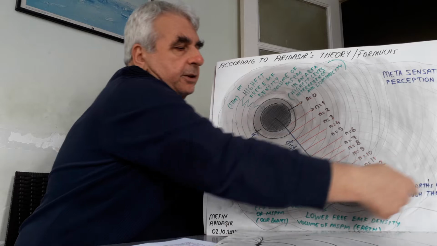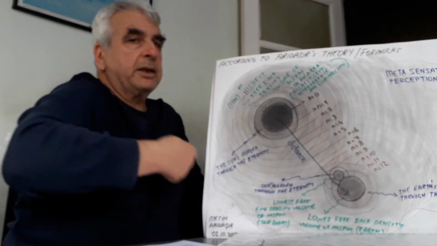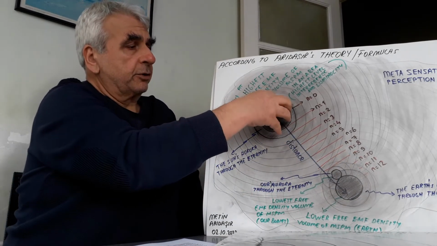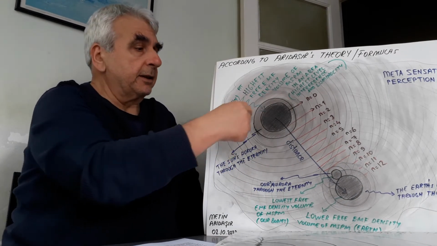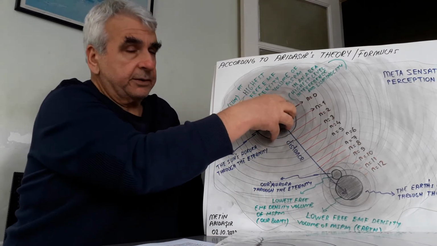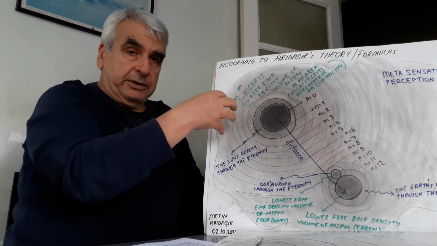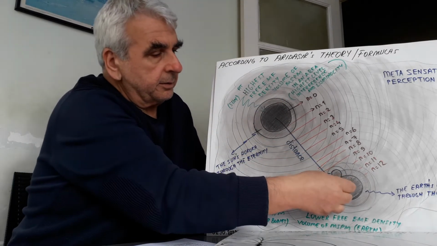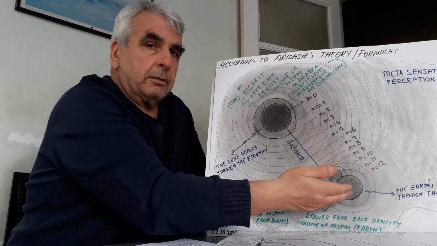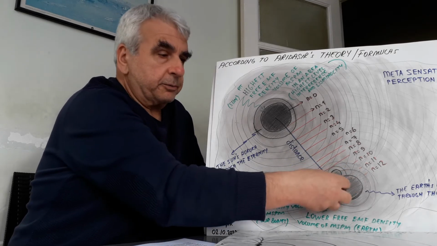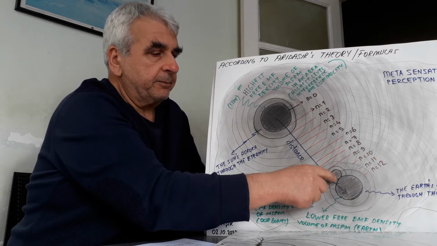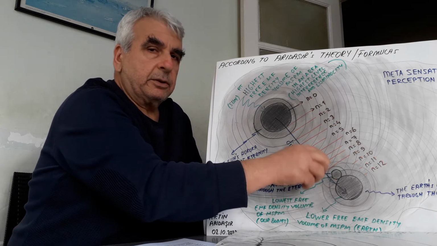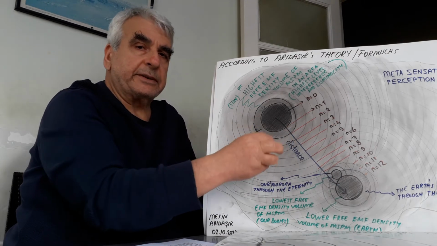This is meta-sensation perception matter, and here the electron motion forms' density is highest, like our sun. This is a volume of meta-sensation perception matter. Here, a lower density of electron motion forms, and upside of that, the lowest level of free electron motion forms density. Okay.